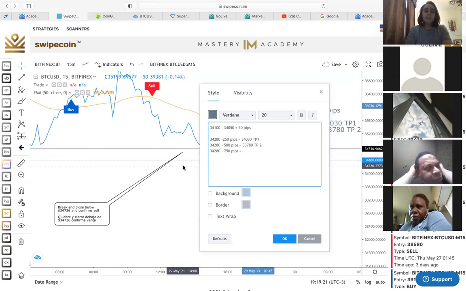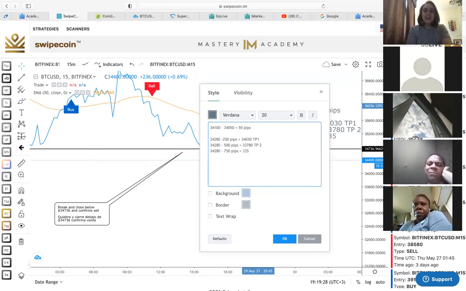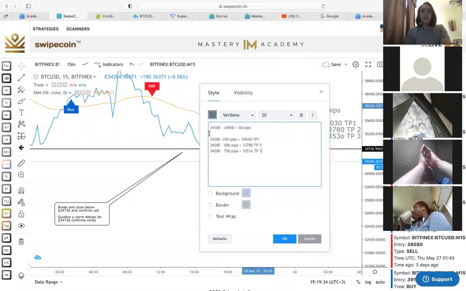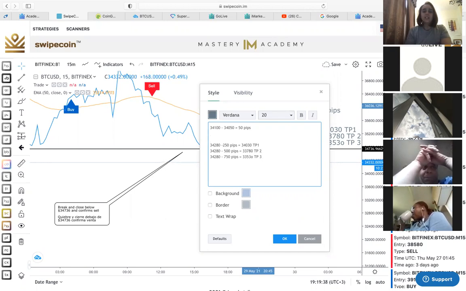33,530. Perfect. I'm typing it back in the chat box to you guys. No, I need to type it on the screen. 33,530. Take profit 3. Okay. So now let's work out our stop loss. So again, same entry, 34,280.